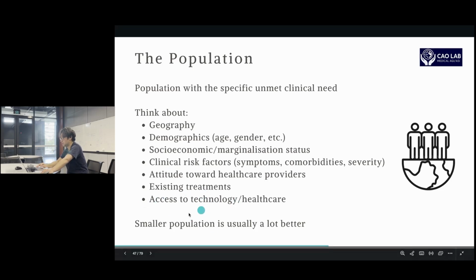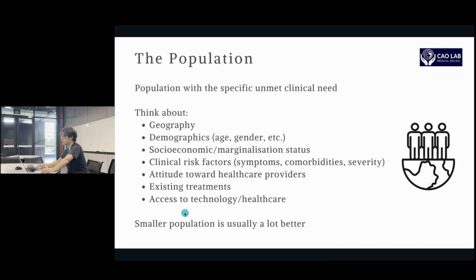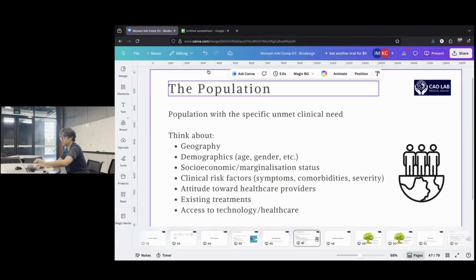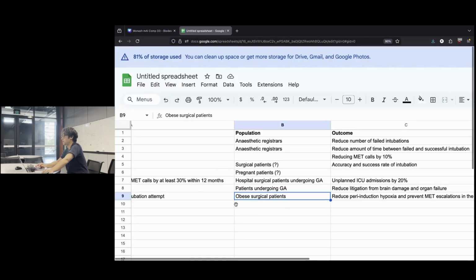So, some rural populations don't have access to the greatest and best care that we have in the cities, right? So think broadly about how you can break up the population. Now, a rule of thumb that we usually have is that a smaller, narrower population is usually better, right? Because if you're suggesting, for example, that you can solve this problem for all obese surgical patients, it might be very challenging, right? But if you say it's obese surgical patients with sleep apnea and with these qualifiers, it becomes more of a sure thing that you can solve the problem for them, right?